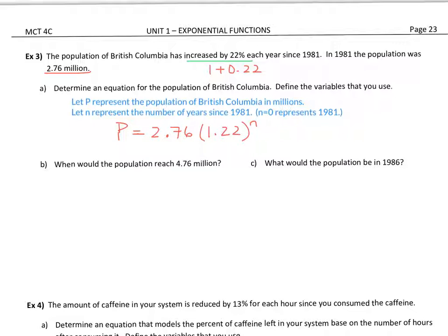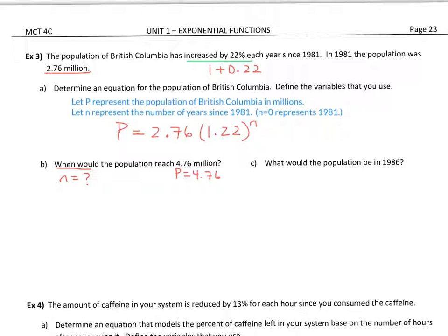So when would the population reach 4.76 million? This is telling me my P value is going to be 4.76, and the "when" is asking me to figure out what n is equal to, and then that number is going to be added to 1981 to get the actual year. So since I'm solving for the exponent, I would put this into Desmos: y equals 4.76, and then my equation y equals 2.76 times 1.22 to the exponent of n, and find the intersection point of those, and then add that value on to 1981 to get the actual year.